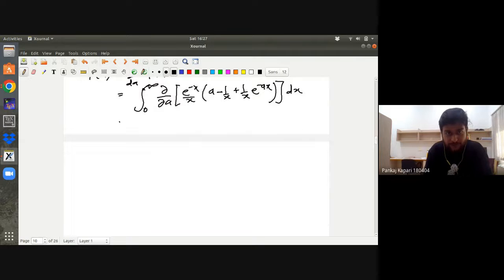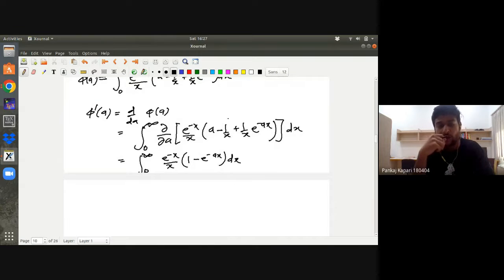Now what do we have? Because now we can differentiate this integrand with respect to a, we get e to the power minus x divided by x. This is a partial derivative. The a will become 1, and this 1 by x will be treated as constant, so its derivative becomes 0. Now differentiate e to the power minus ax with respect to a. The minus x will come outside by the chain rule. So what do we have? This is e to the power minus ax dx.